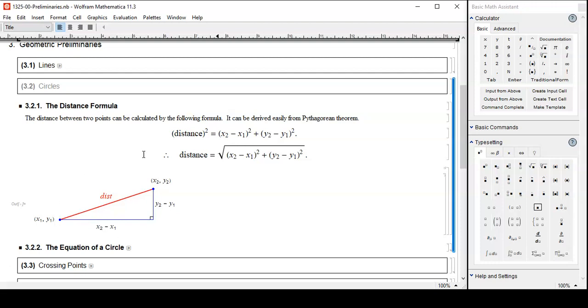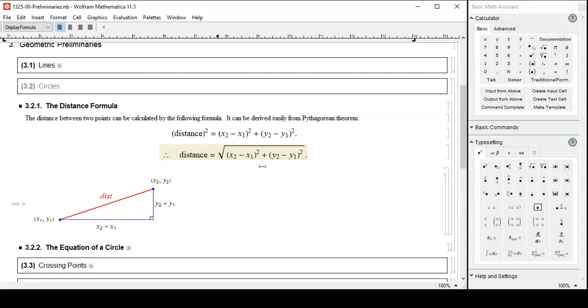As you can see, here we have this Pythagorean triangle, and distance is the hypotenuse between this point x1, y1 and x2, y2. So hypotenuse squared is horizontal squared plus vertical squared. Horizontal is run, vertical is rise. So the difference of x coordinates squared plus difference of y coordinates squared. And then if you take the square root, you get the distance. It's coming from the Pythagorean theorem.